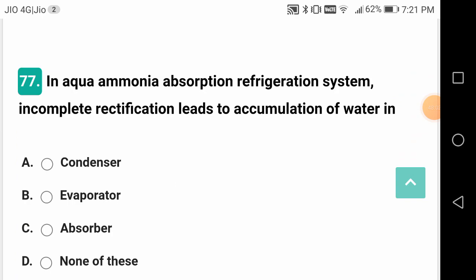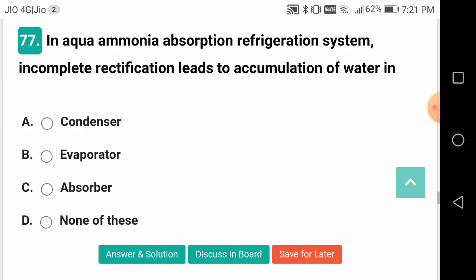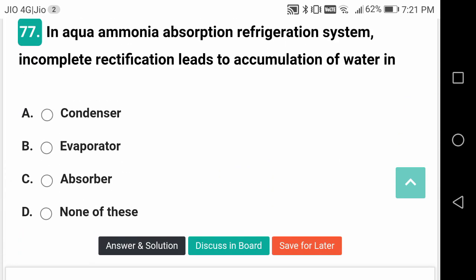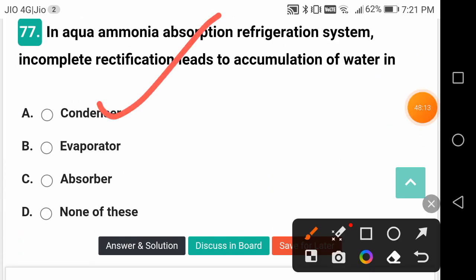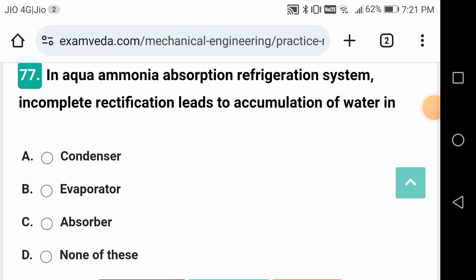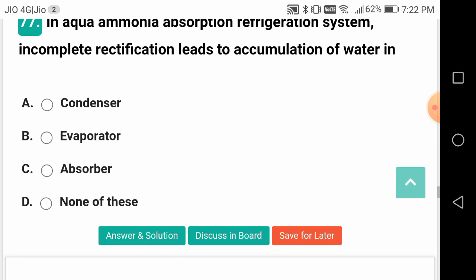In an aqua ammonia absorption refrigeration system, incomplete rectification leads to accumulation of water in the condenser. This is a very good question, friends. Please remember that aqua ammonia, that means NH3 plus H2O, is the refrigerant in the ammonia absorption system. So incomplete rectification leads to accumulation of water in the condenser. Actually, water should not accumulate in the condenser, but it is going to happen.